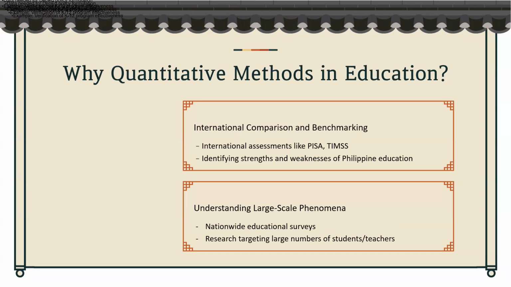Third, quantitative methods help with international comparison and benchmarking. Think of big international assessments like PISA or TIMSS. This allows the Philippines to identify strengths and weakness. Fourth, this approach is the best way to understand the large-scale phenomena, such as nationwide educational surveys, which involve studying a large number of students or teachers.